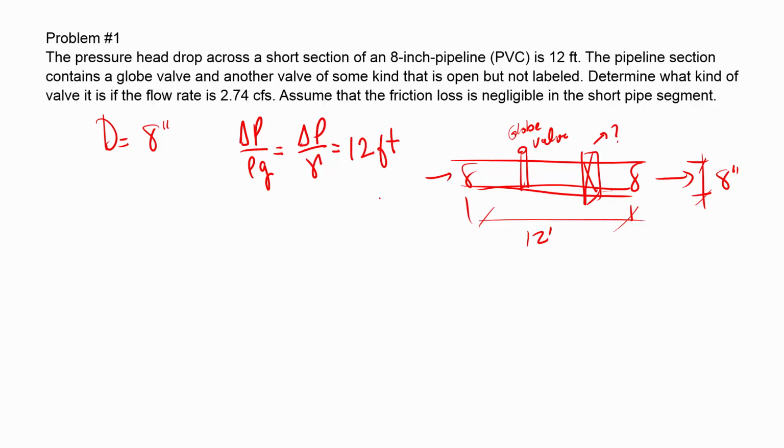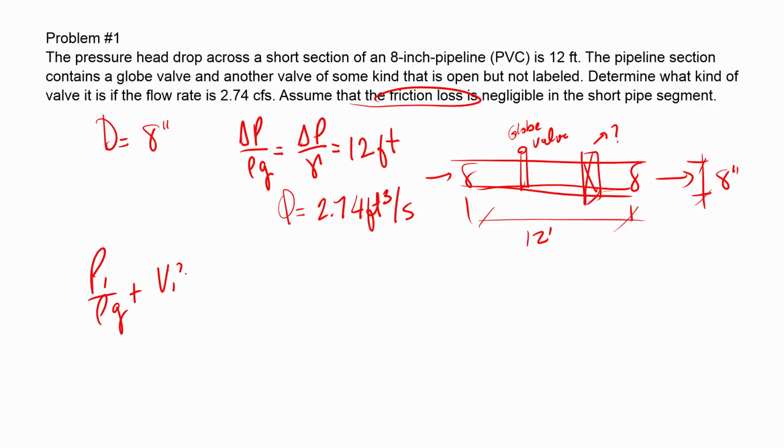We know that the flow rate is 2.74 cubic feet per second. So we can assume that the friction loss is negligible in this section. So the first thing you always have to do is to write the energy equation. So let's write the energy equation, plus P1 over 2g plus V1. I'm not going to include turbines or pumps because we don't have any.